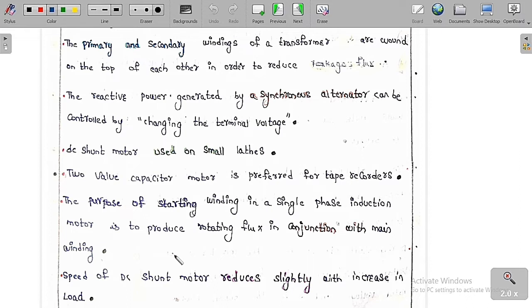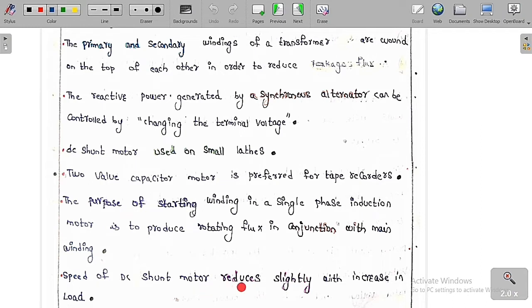Therefore, simply we can say that the purpose of starting winding in a single phase induction motor is to produce the rotating flux in conjunction with the main winding. When these two currents interact, there is a possibility of a starting torque which is non-zero in nature.